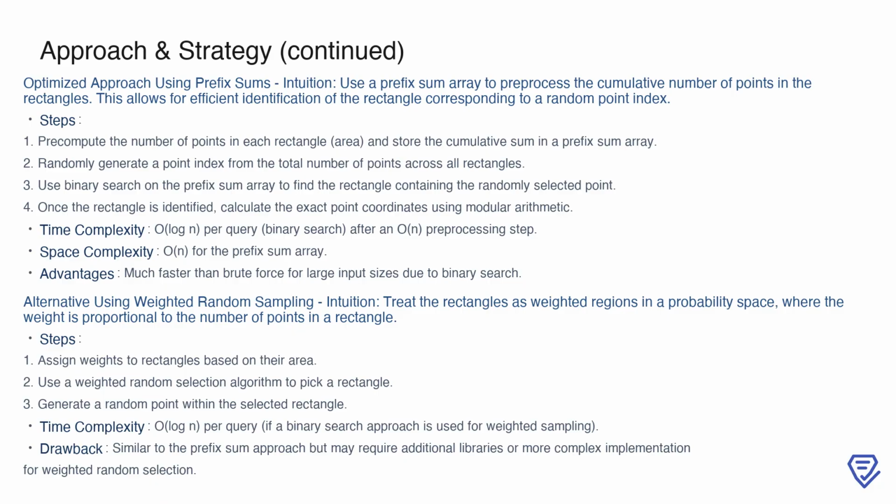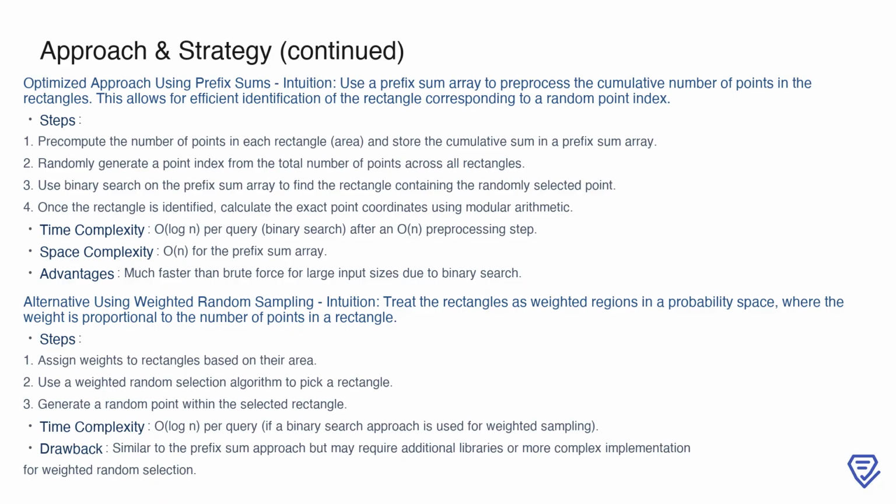The steps for this approach are as follows. First, we calculate the number of points in each rectangle and build the prefix sum array. Then, when a random point index is generated, we use binary search on the prefix sum array to quickly identify which rectangle contains the point. After locating the correct rectangle, we use modular arithmetic to determine the precise coordinates of the point within that rectangle.